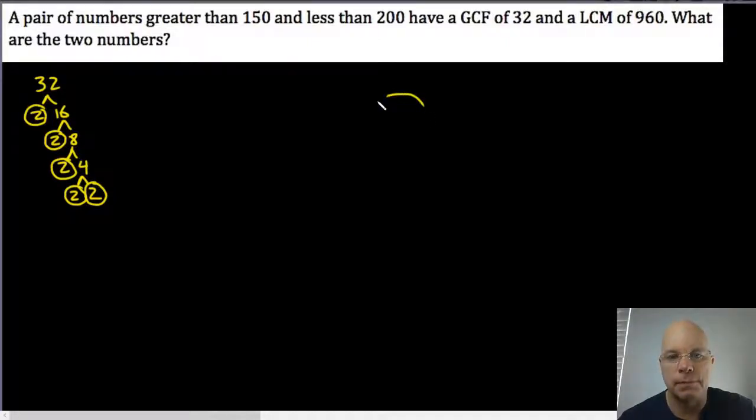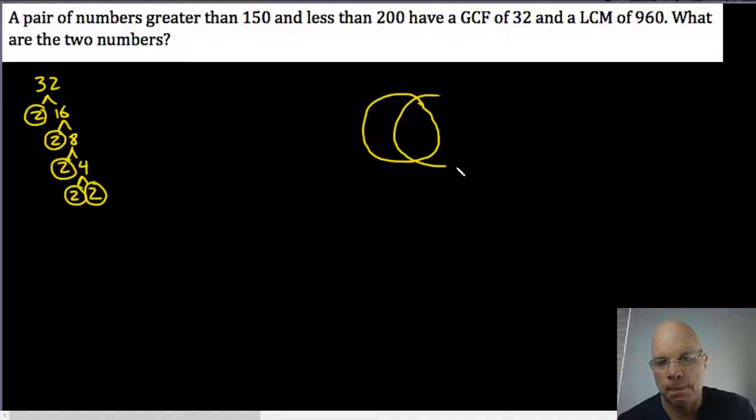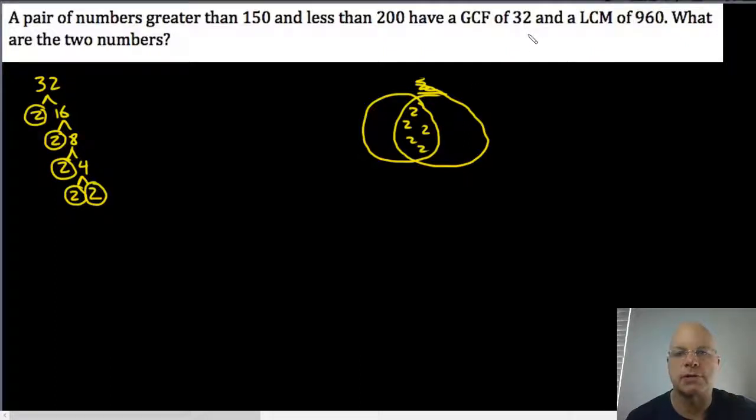Make a blank Venn diagram. It's so annoying. Okay, I'm going to have 5 2's in here so that the greatest common factor is 32. The other prime factors need to be the prime factors that when multiplied by 32 give me this least common multiple 960. So we can take 960's prime factorization.